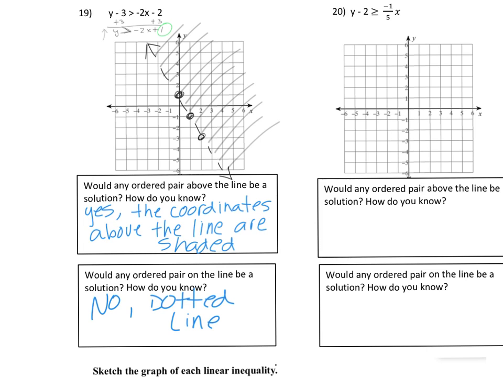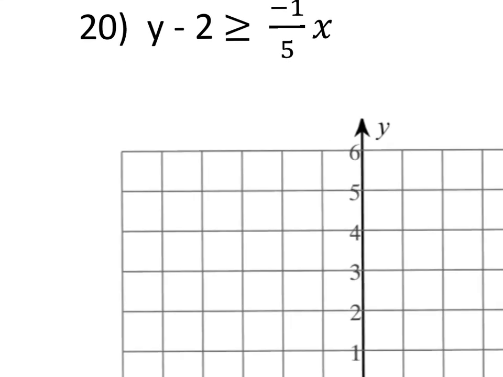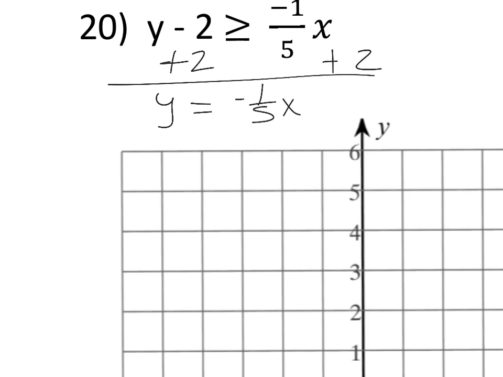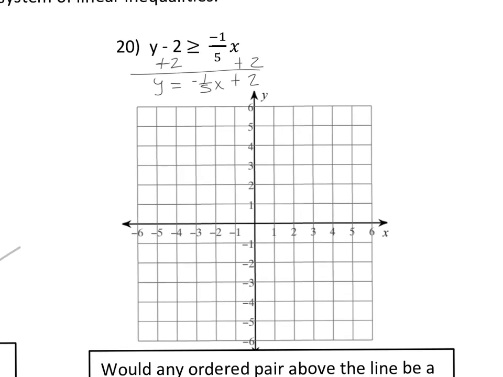Okay, number 20, same deal. I need to get this one into slope-intercept form the same way I did the other. All I got to do is a quick little add 2 to both sides to get the y isolated. So I've got negative 1/5 x plus 2. So if I'm going to graph it slope-intercept style, I'm going to start with that y-intercept of 2. My slope is negative 1/5, so I'll go down 1 over 1, 2, 3, 4, and 5. I ran out of room, so of course I need to go back in the other direction, up 1, 1, 2, 3, 4, and 5.